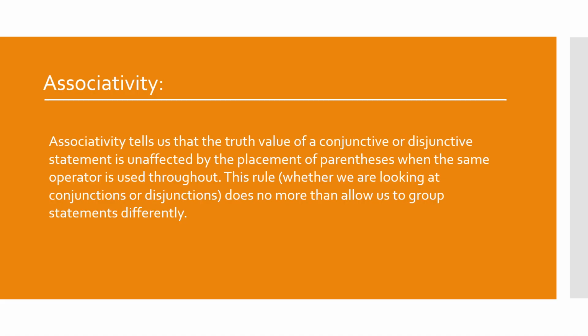The third rule of replacement is called associativity, and we will abbreviate this with assoc, A-S-S-O-C. Now, associativity tells us that the truth value of a conjunctive or disjunctive statement is unaffected by the placement of parentheses when the same operator is used all the way through the particular statement. This rule, whether we're looking at conjunctions or disjunctions, does no more than allow us to group statements differently when the same operator, that is a conjunction or a disjunction, is being used all the way through the statement.